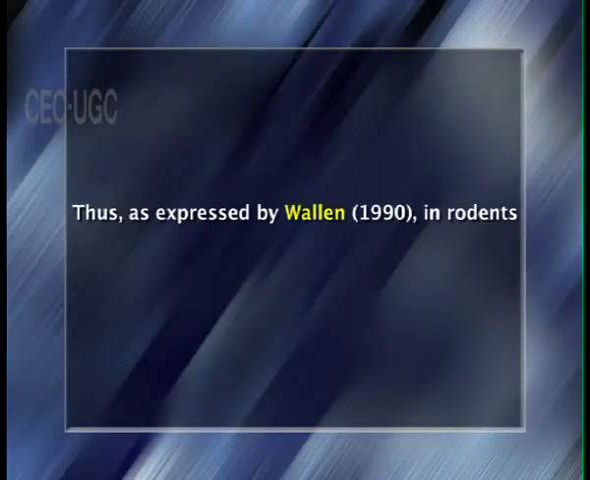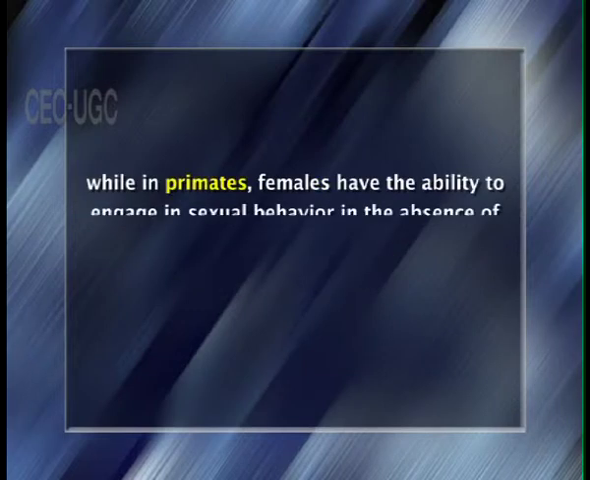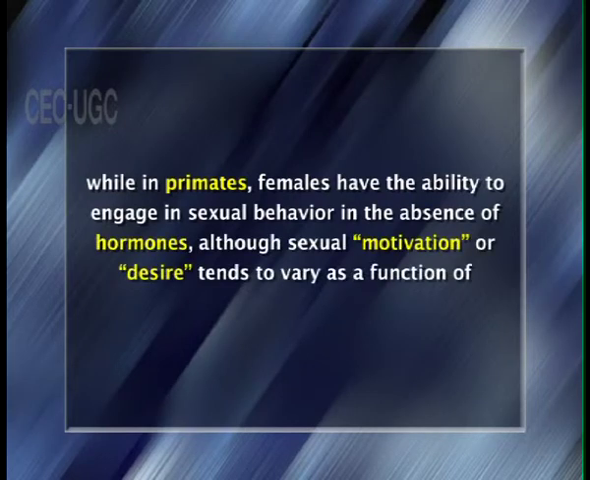Studies of female sexual behavior in both humans and non-human primates have tended to examine changes in behavior as a function of the menstrual cycle or as a function of treatment with estrogen or progesterone. Thus, as expressed by Wallen in 1990, in rodents, both the ability and the desire to mate are hormone dependent, while in primates, females have the ability to engage in sexual behavior in the absence of hormones, although sexual motivation or desire tends to vary as a function of the menstrual cycle.